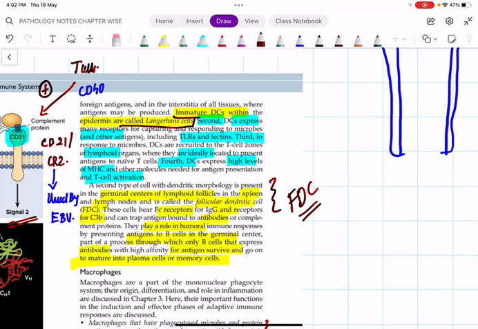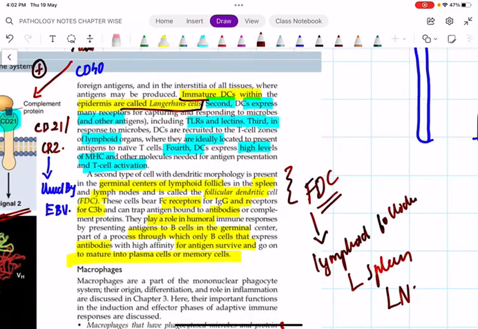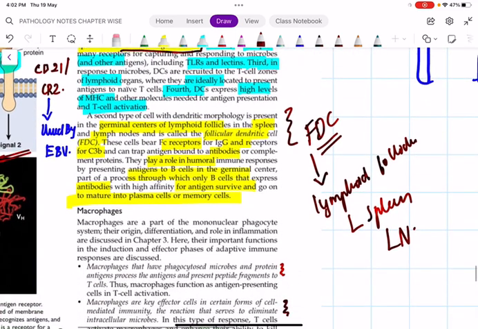These follicular dendritic cells, remember, as the name indicates, are present in the lymphoid follicles. Where are these lymphoid follicles present? In the spleen and lymph node. Only there are these types of dendritic cells present. They have receptors for immunoglobulins, and they play an important role in humoral immune response. This is the difference between follicular dendritic cells and the normal dendritic cell.